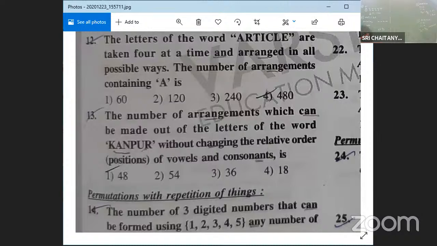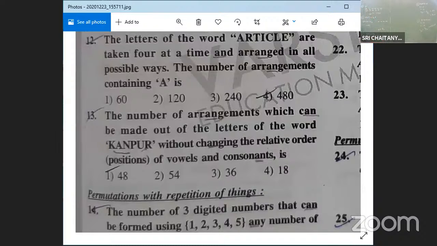See here, KANPUR: 1, 2, 3, 4, 5, 6. It is a 6-letter word. Here, how many vowels are there? 2 vowels are there, A and U. The 2nd place and the 5th place should be filled in 2 ways. Why? Because you can interchange them. 2 ways into the remaining 4 places, which can be filled in 4 factorial ways. 4 factorial is equal to 24, 2 24s are 48.